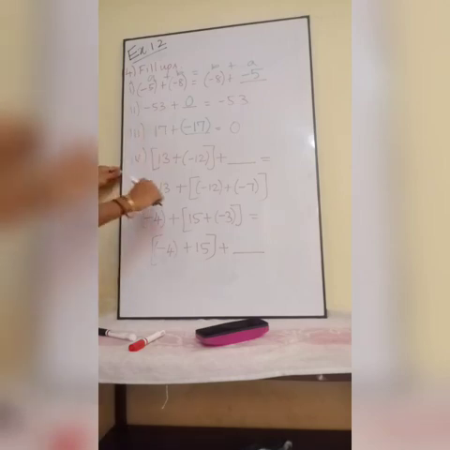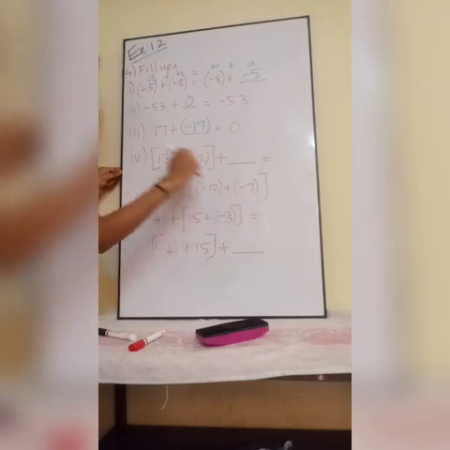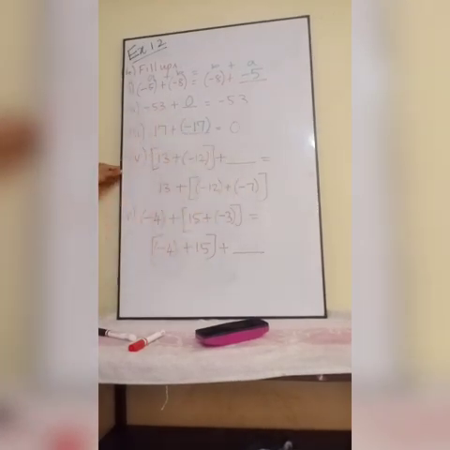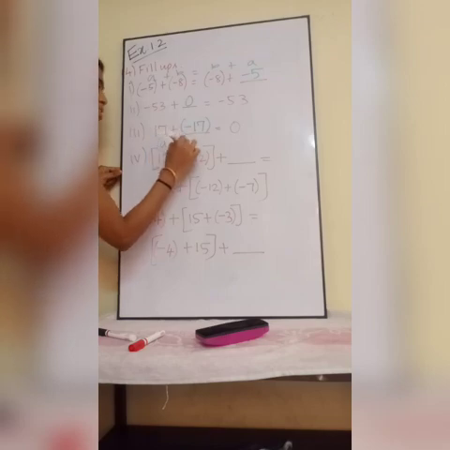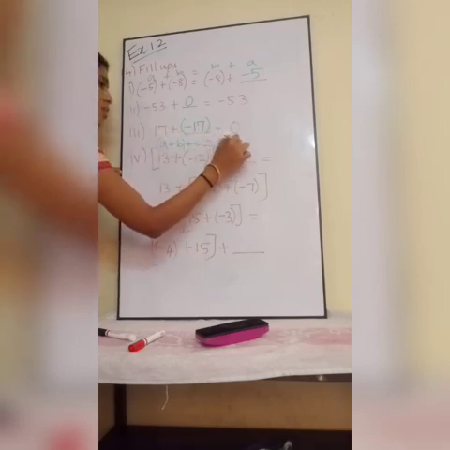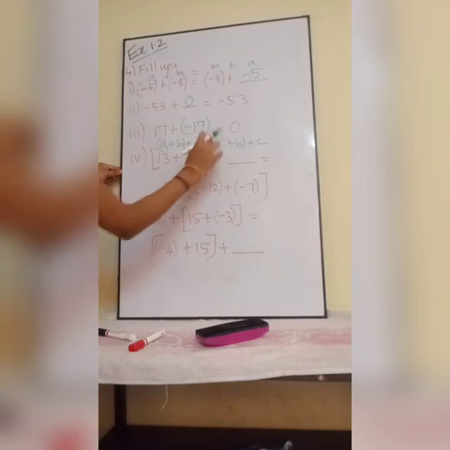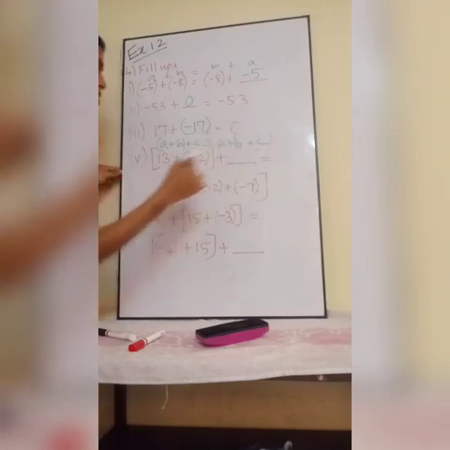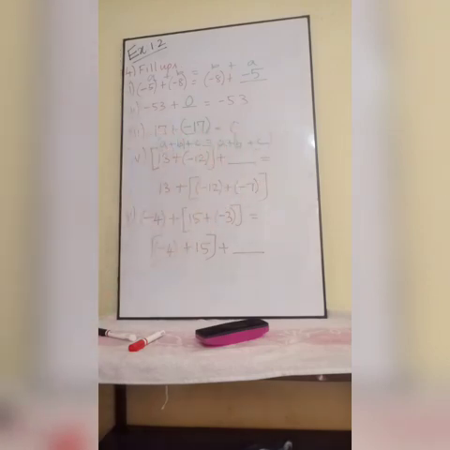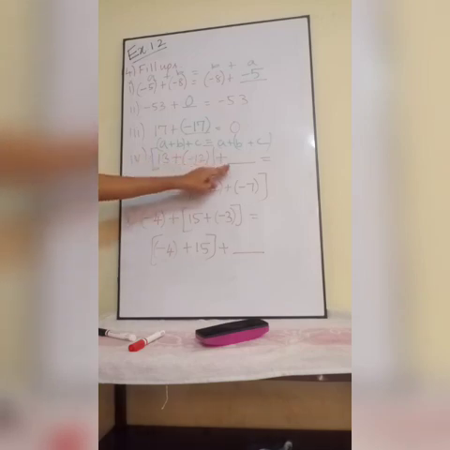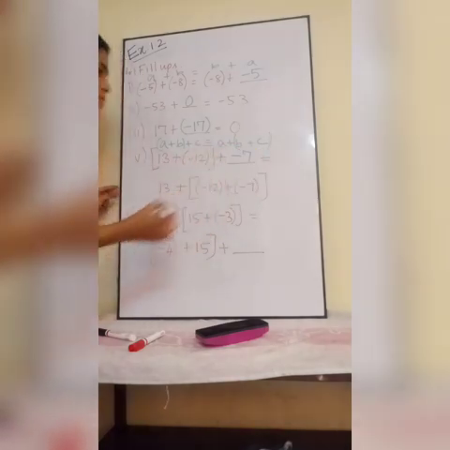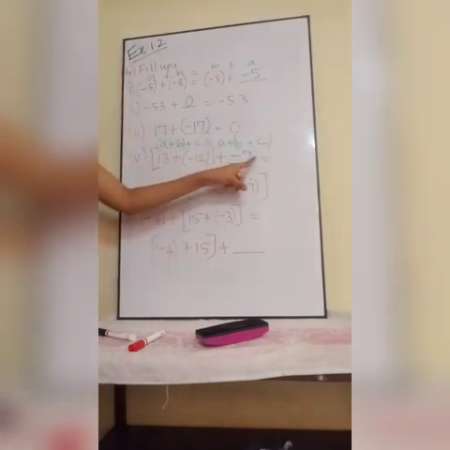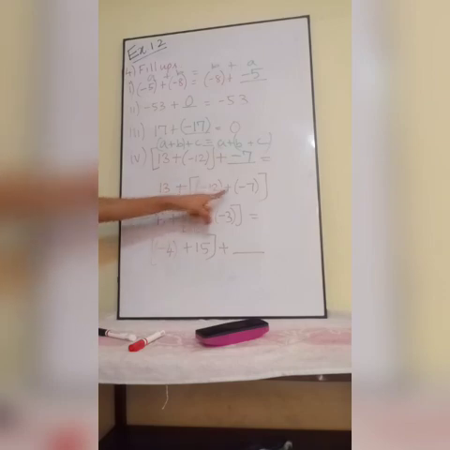Next, how many integers are given here in total? 1, 2, 3. Here also 1, 2, 3. So what property? Obviously it is the associative property. The associative property is a plus b plus c equal to a plus b plus c, grouped differently. So this is my a, this is my b, and c we have to find. Here a, b, c: c is minus 7.